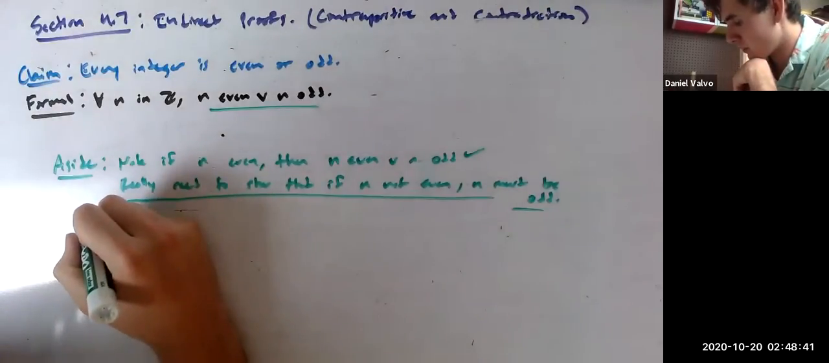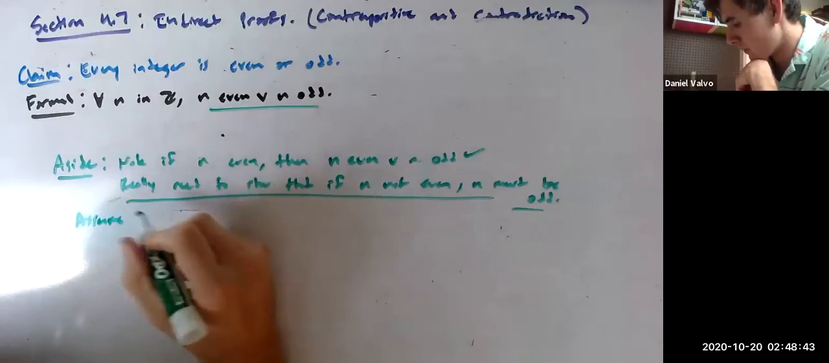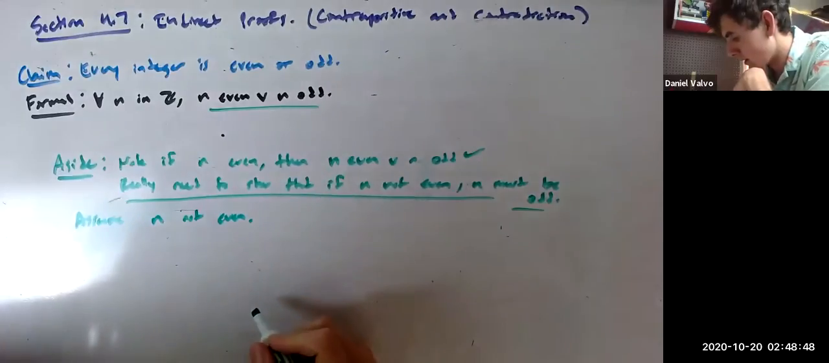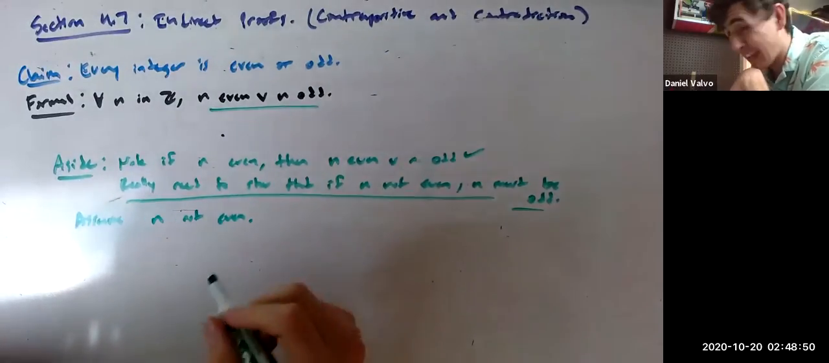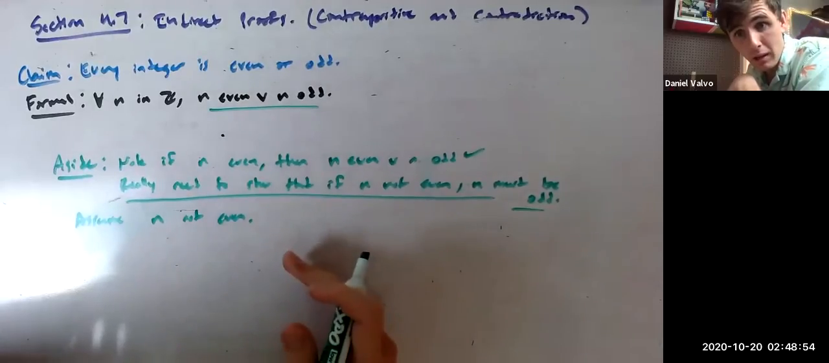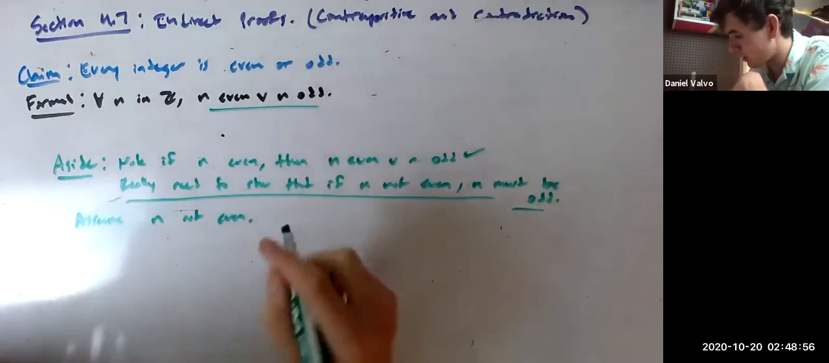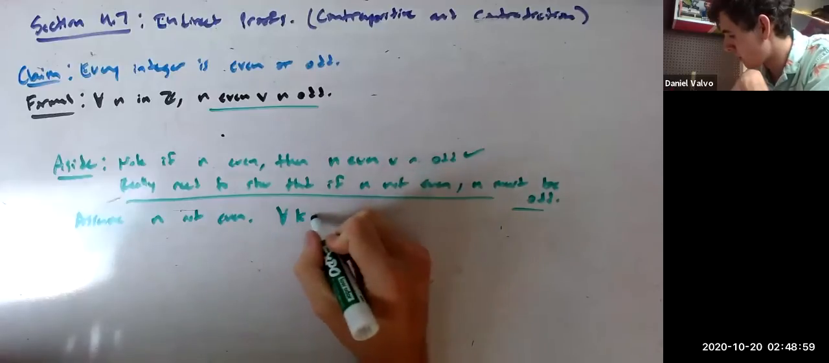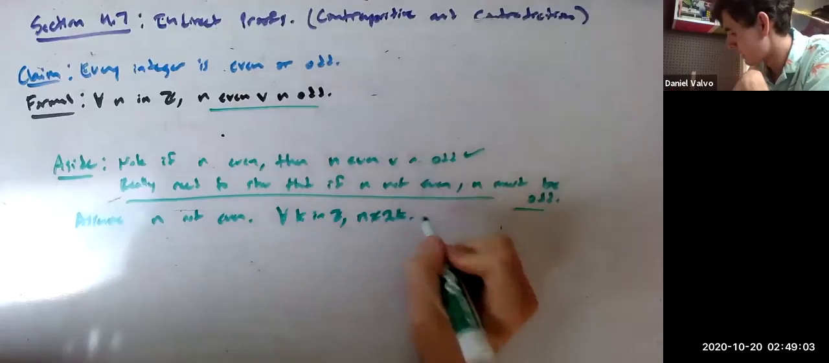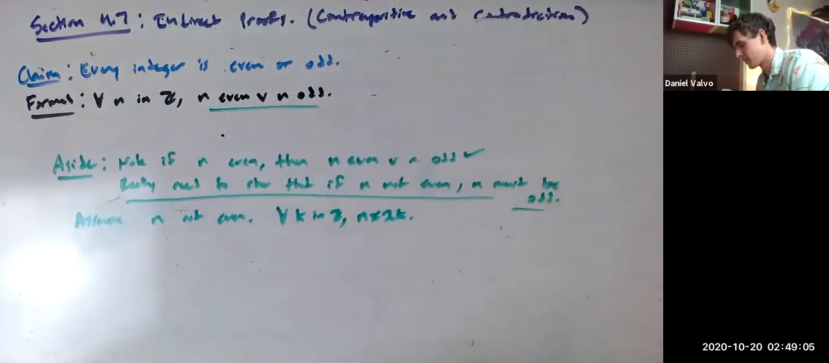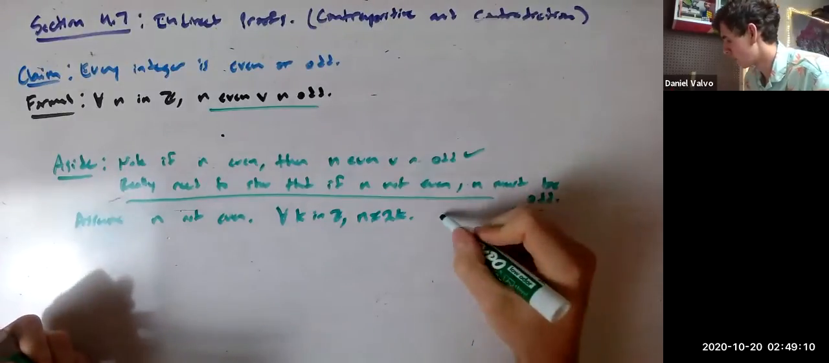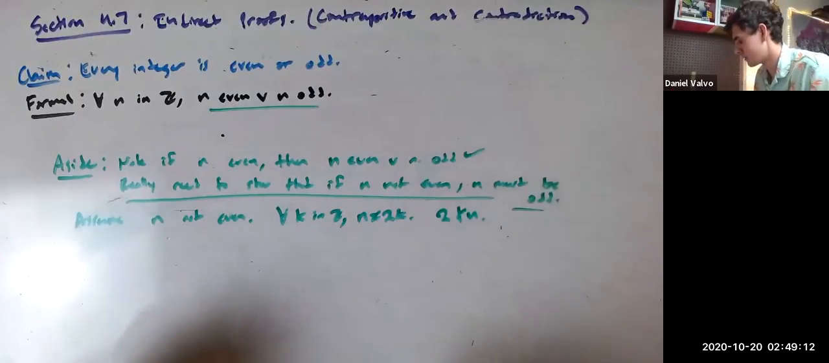So let's assume n not even. What's this mean? Well, n even means there exists a k such that n equals 2k. N not even must mean for all k in the integers, n does not equal 2k. Or another way to put it is 2 does not divide n.